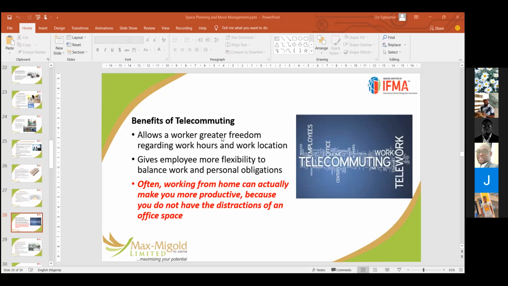Telecommuting gives employees more flexibility to balance work and personal obligations. Where you are far away from the office, you can balance work and personal obligations. You can do some running around, especially when you're not in the office, but you can also still catch up with work by meeting up via technology.